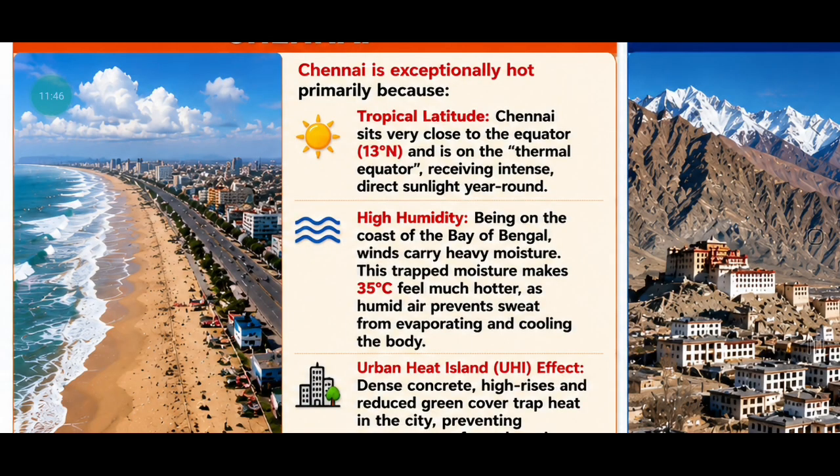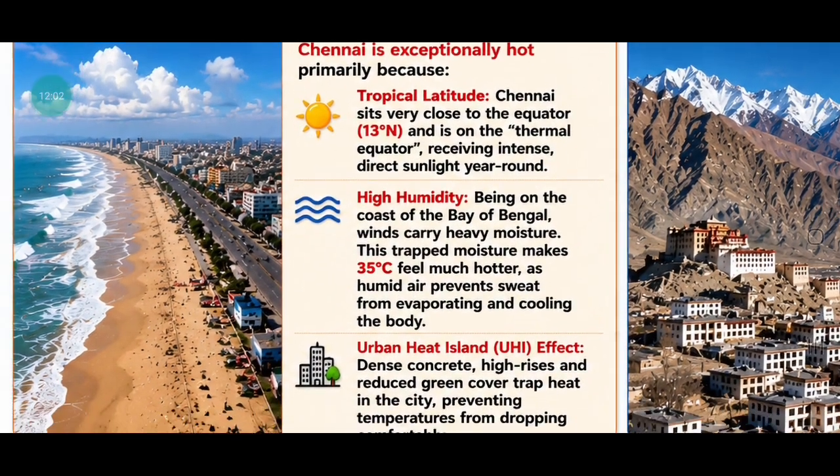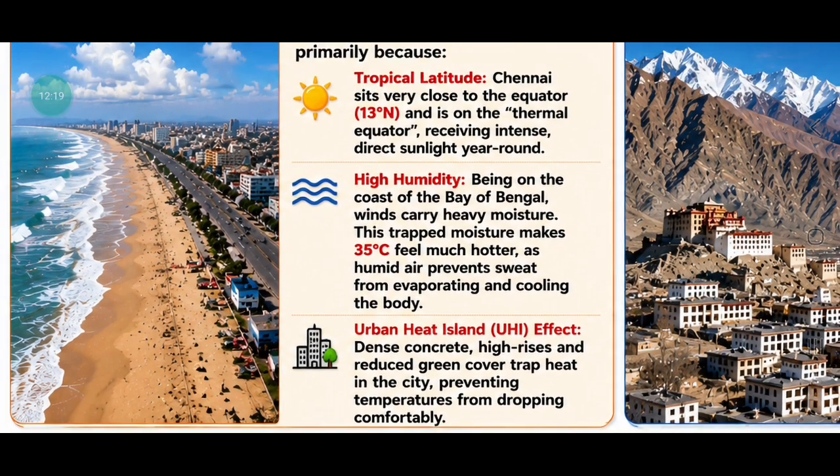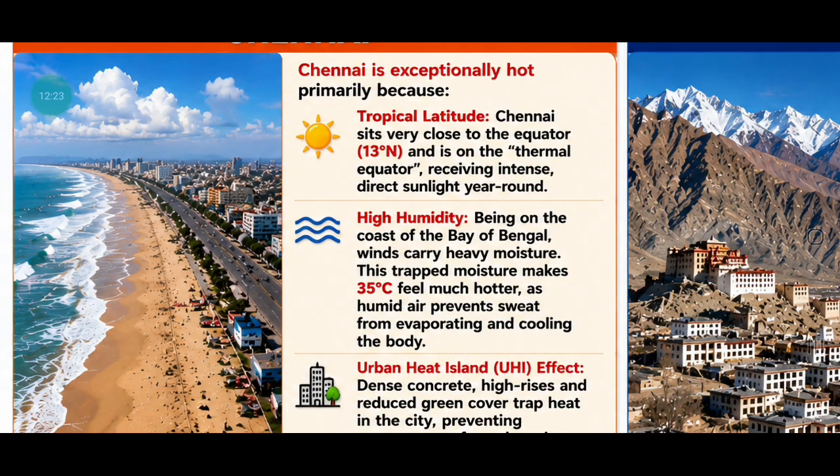Chennai sits very close to the equator, at 13 degrees north, and it is on the thermal equator, receiving intense direct sunlight. That is why it is hot. Next one is high humidity. Being on the coast of the Bay of Bengal, winds carry heavy moisture. They trap moisture, making 35 degree Celsius temperature feel much hotter, as humid air prevents sweat from evaporating and cooling the body.